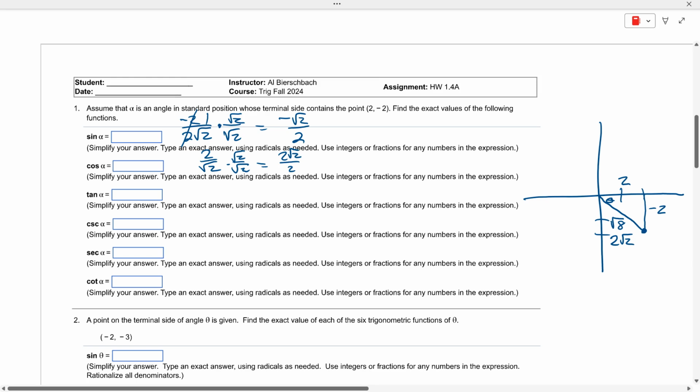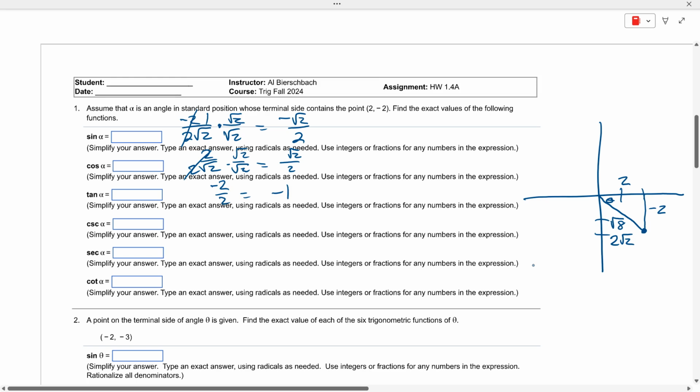it's 2 square root of 2 over 2. Whoa. Where did I make a mistake? 2 over 2 square root of 2. There we go. Didn't cancel. So if we multiply by square root of 2 on top and bottom, I get square root of 2 over 2. Tangent. What's opposite over adjacent? Negative 2 over 2, which is negative 1.